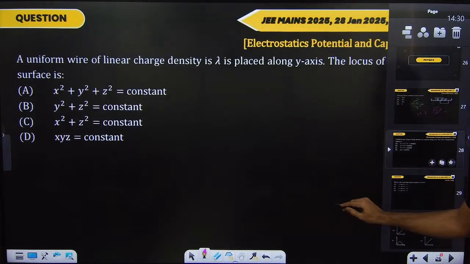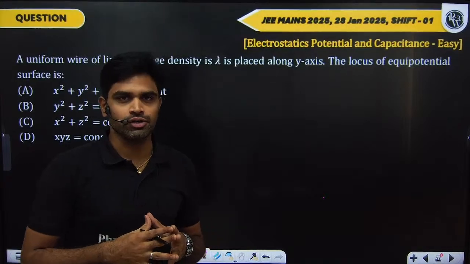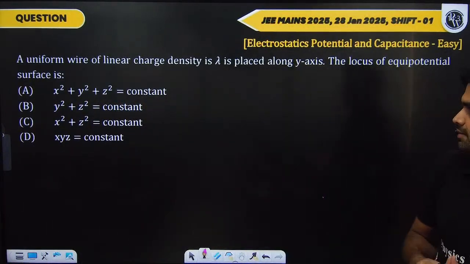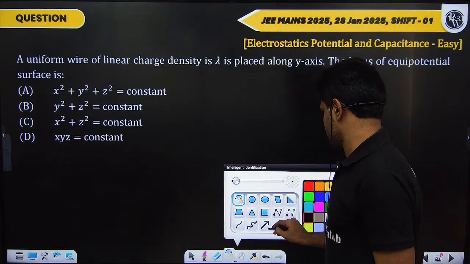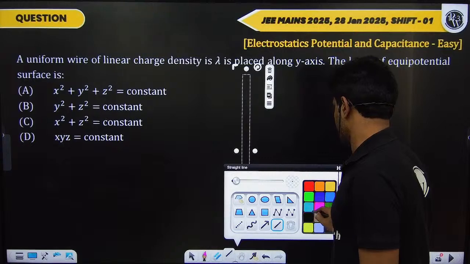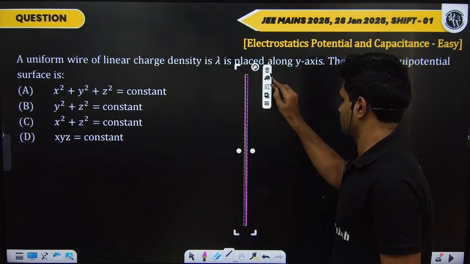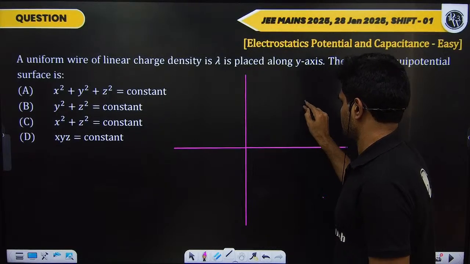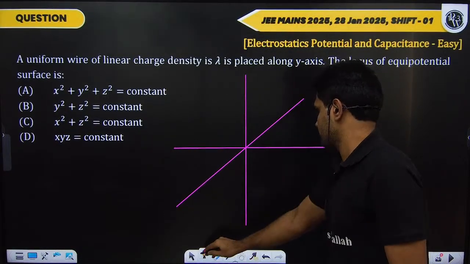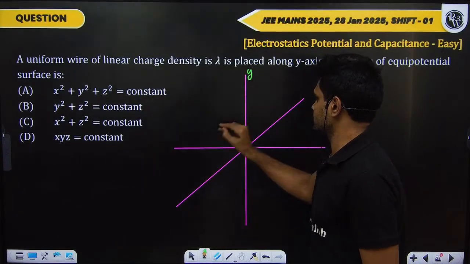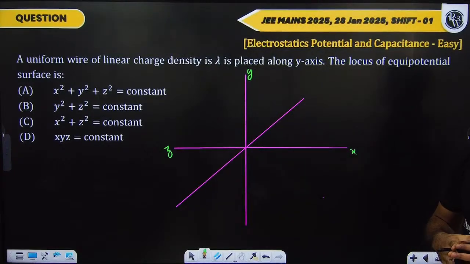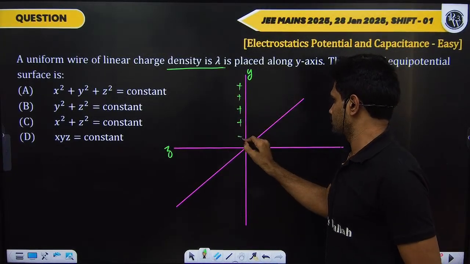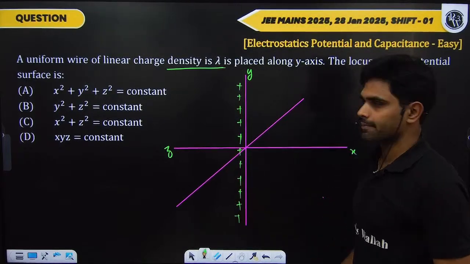Let us look at the next question. The next question is slightly interesting. There is a uniform linear charge density lambda along the y-axis. We have x axis, y axis and z axis. There is a charge along the y axis.